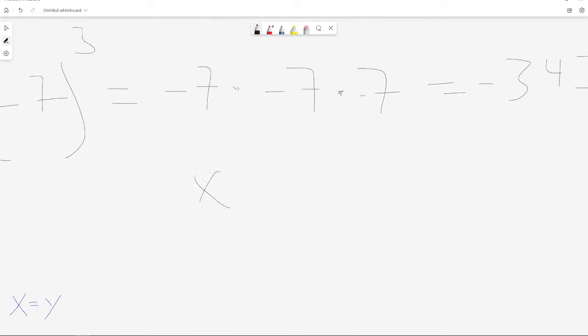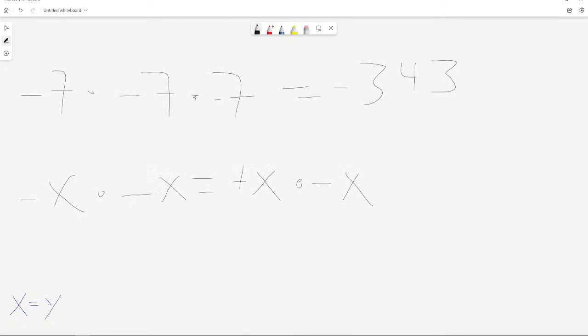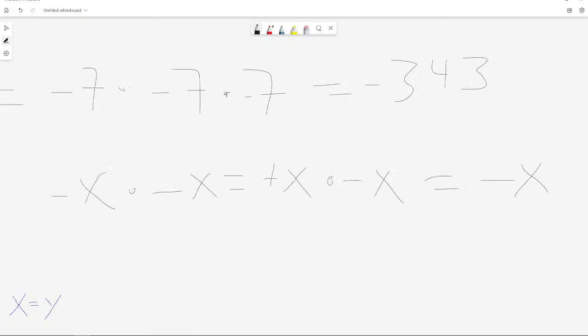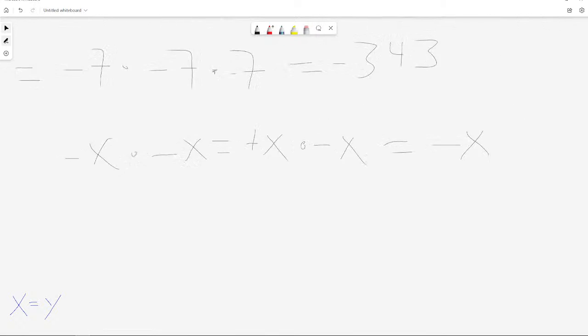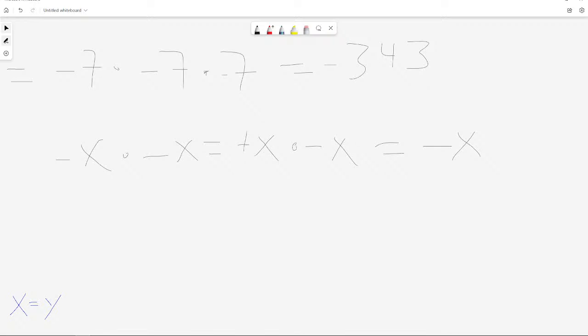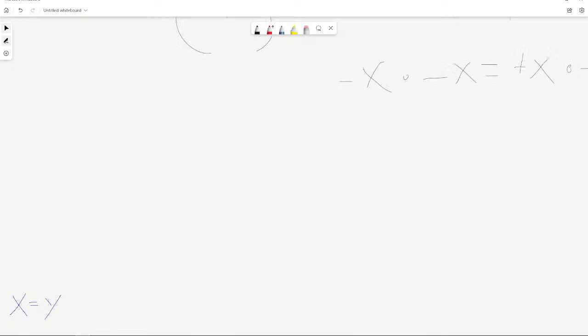So just to clear that up, so you have negative x times negative x. By the rule of multiplication, you get a positive result here. So now you have a positive x, and you're going to multiply that by a negative x. And we know positive times negative equals negative. Now, realistically, this shouldn't be x.